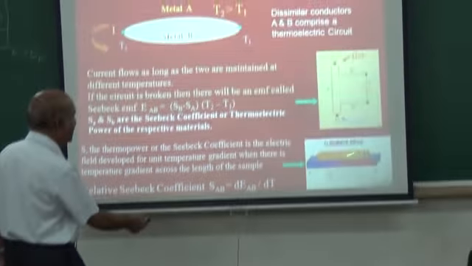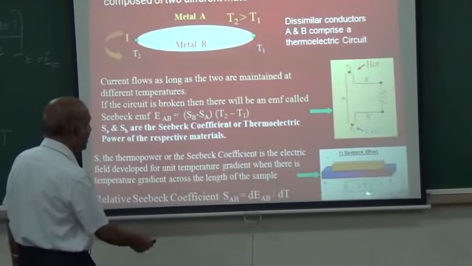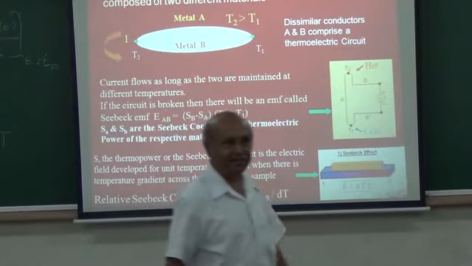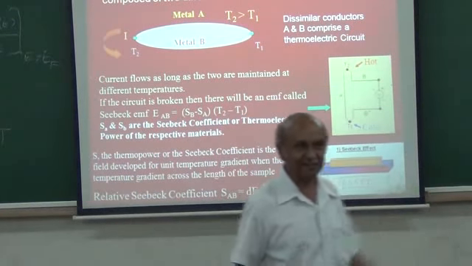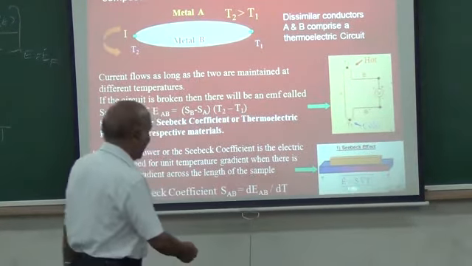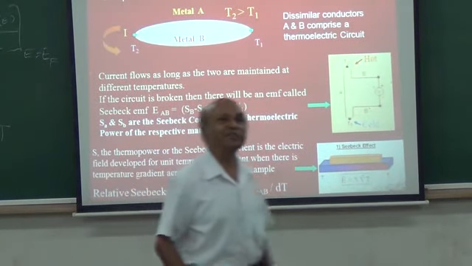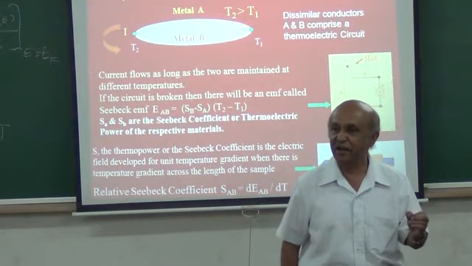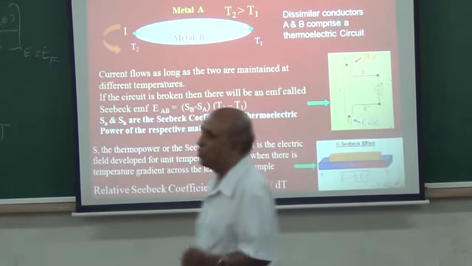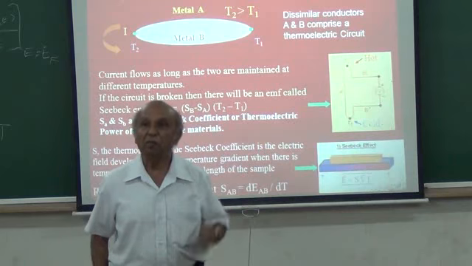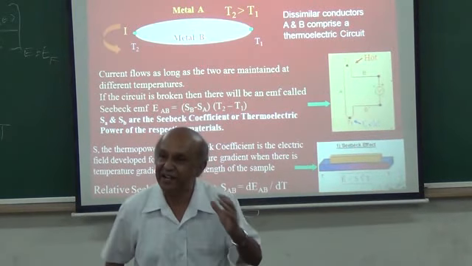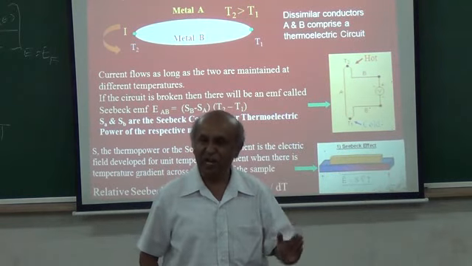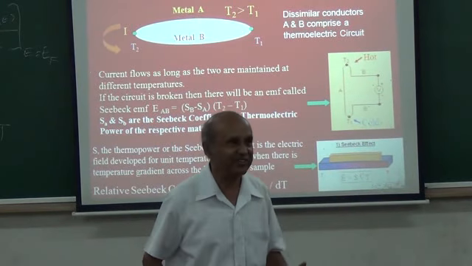The electric field which is set up in the body of the material is proportional to grad T. Electric field is a vector, grad T is a vector, right? S is a scalar. That S is the Seebeck coefficient. So the Seebeck coefficient is fundamentally related to this electric field per unit temperature gradient. That's the fact in mathematics. It is the electric field per unit temperature gradient.